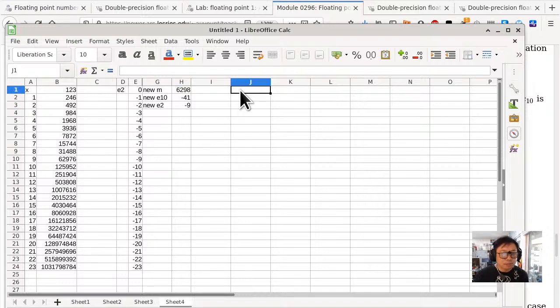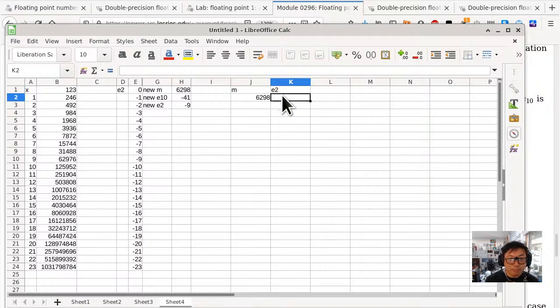All right, so now we use a column J to restart the whole thing. So we look at M again. So this time M starts with 6298. We look at how we adjust E2. We can adjust both at the same time. So we can say this E2 is the same as this one here. And then we do the doubling of the M and decrement the E2 until we cannot do it anymore. So we look at this and say this is 2 times the previous row, and this is the previous row minus 1.